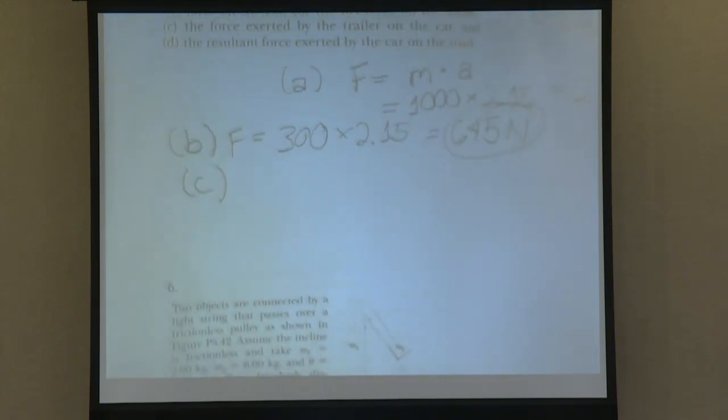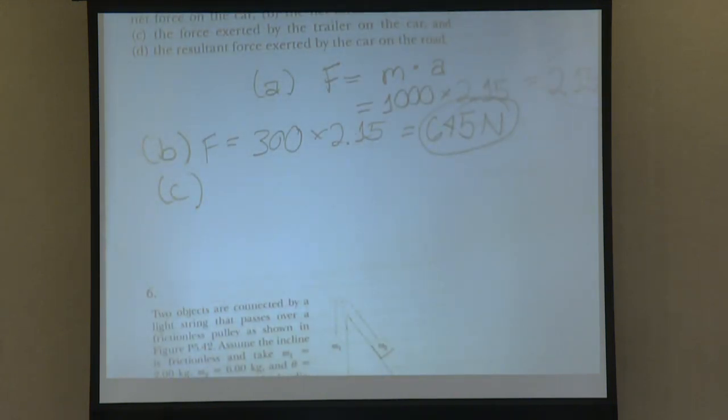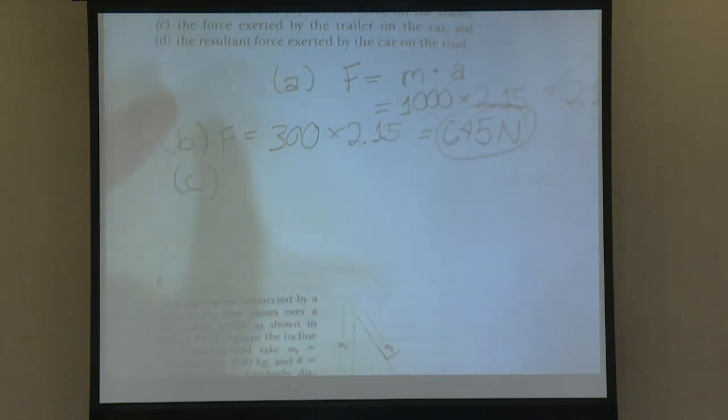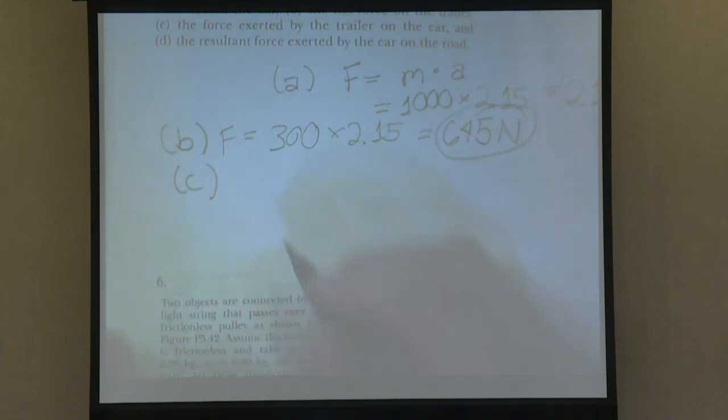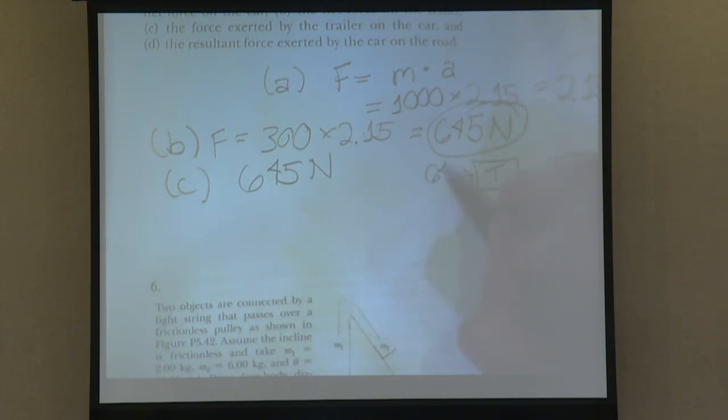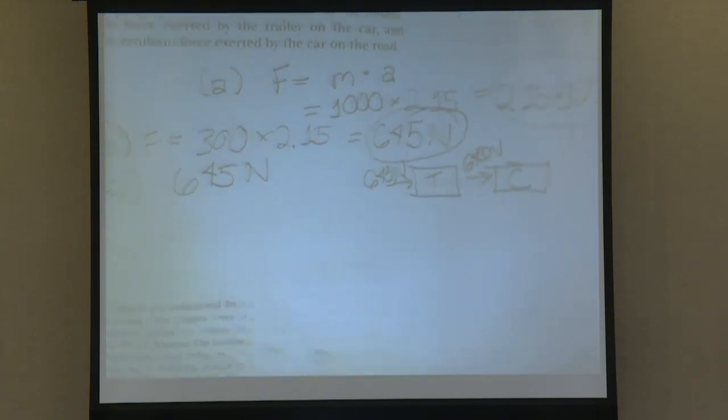Okay. Then for the force exerted by the trailer on the car, it's going to be the same as the net force on the trailer itself. So that's going to be 645 newtons as well. And that's because, if you draw a diagram, this is your trailer and this is your car. So when you have a force of 645 newtons on the trailer, then that's going to be 645 newtons that it exerts on the car as well. Okay?